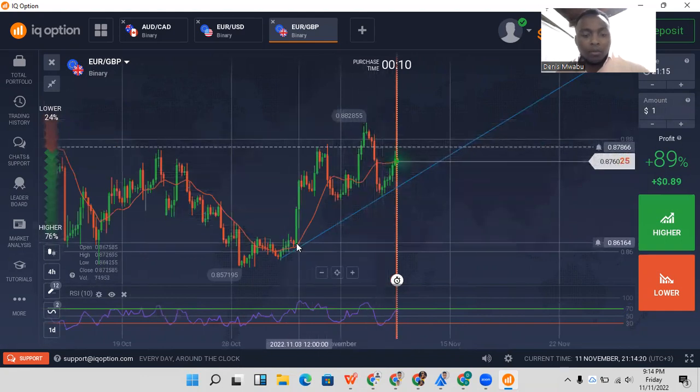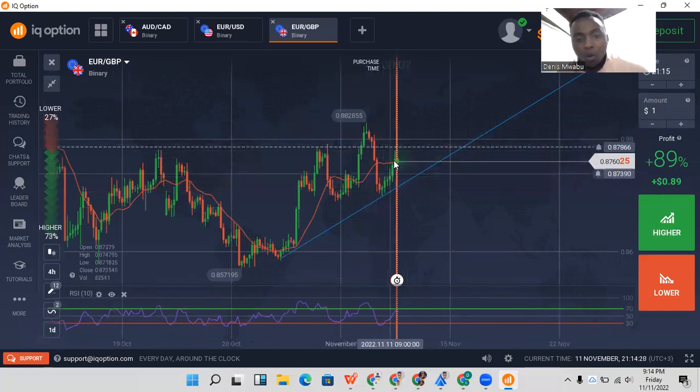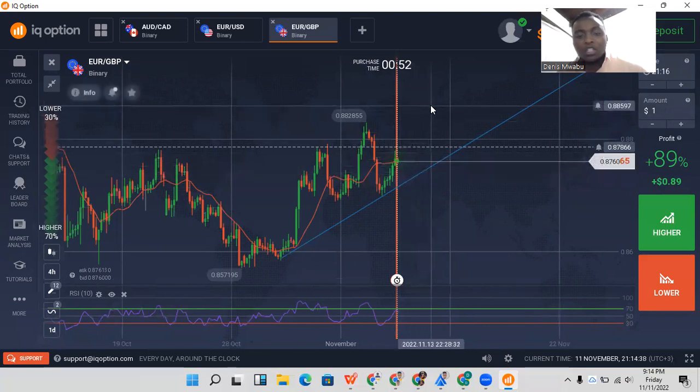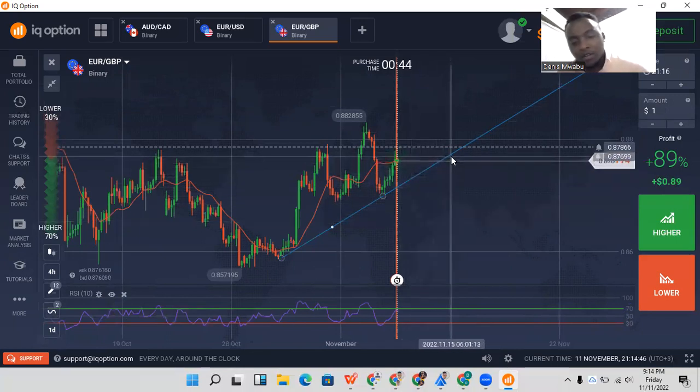Okay, you can see, for example, here it went back, it had a pullback. It went up, had a pullback, went up, had a pullback, went up. What you're expecting here now is it will definitely come down to this trend line, most probably, and then continue moving up, or it can break the trend line and continue moving down, come back, right, on a reversal and continue moving down.